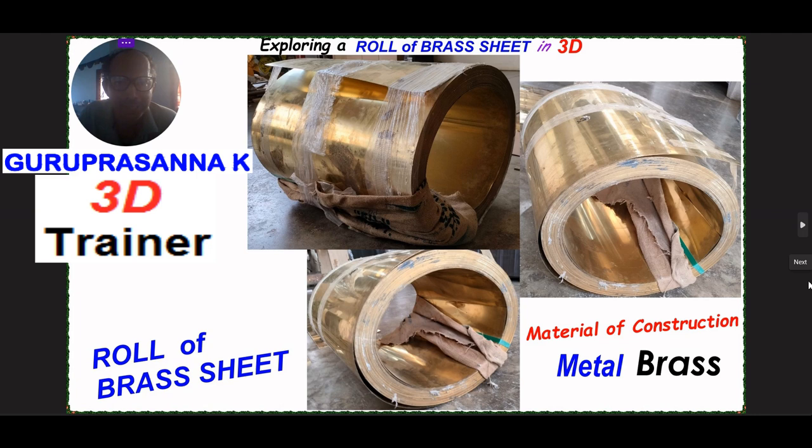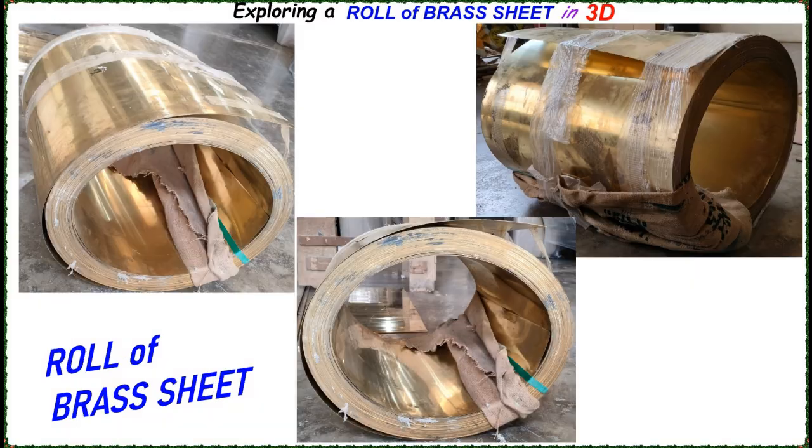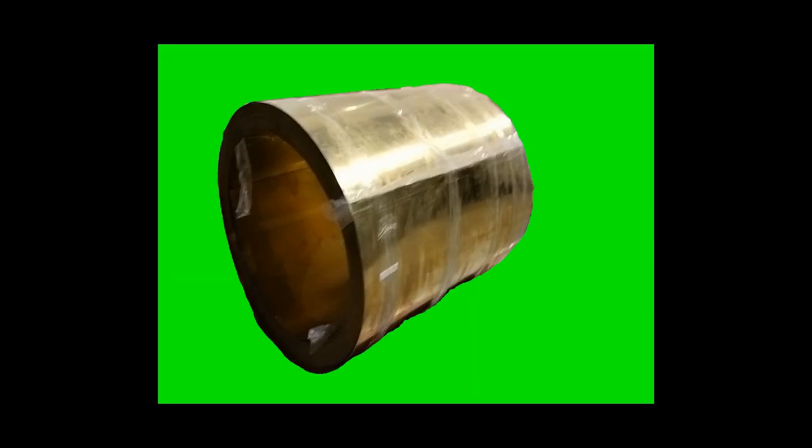These are the pictures of roll of brass sheet. Here I would like to explore this in 3D. The material of construction is metal brass. Some more real pictures of roll of brass sheet in different angles. A small video clip of real roll of brass sheet.